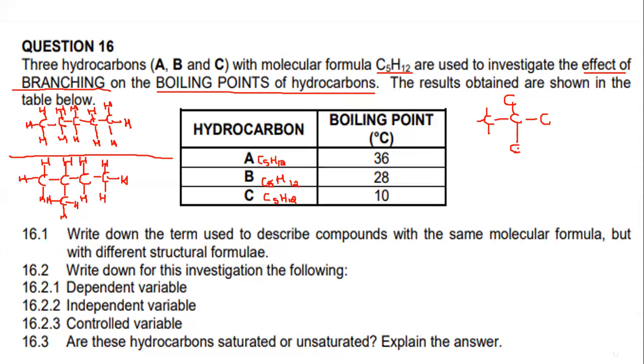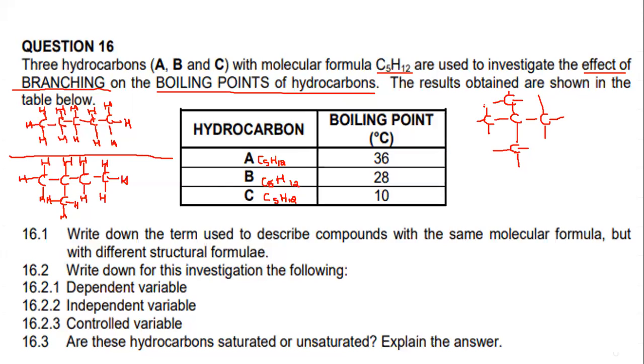I already have the first, the second, the third, the fourth bond. Here I have the first bond, the second bond, the third bond, the fourth bond. Here I have the first bond, so I'll have the second bond, the third bond, and the fourth bond.